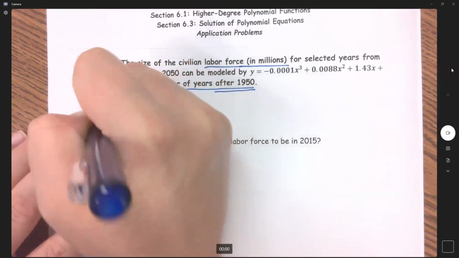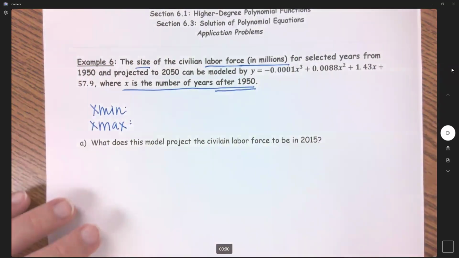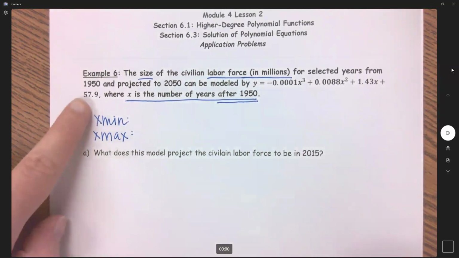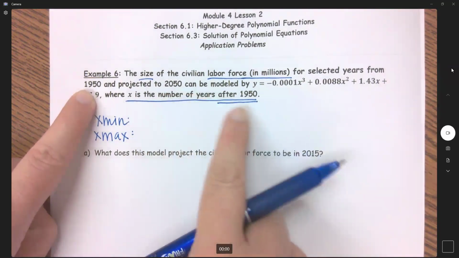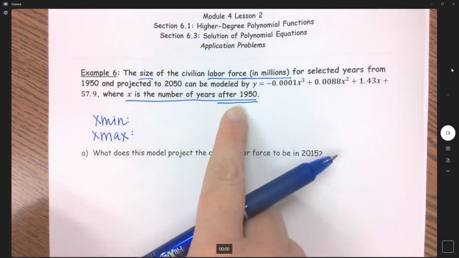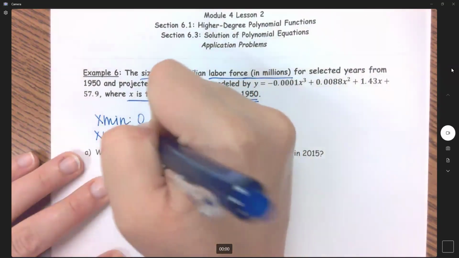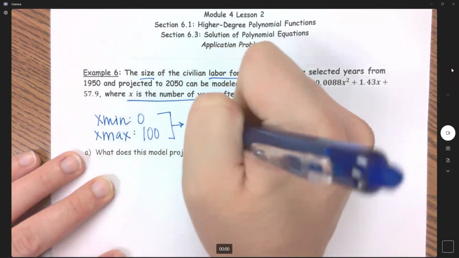So we need to figure out what my X min and my X max is. So if it is from 1950 and projected through 2050, and X is represented by the years after 1950, this will be 0, this will be 100. And then we'll go zoom 0.